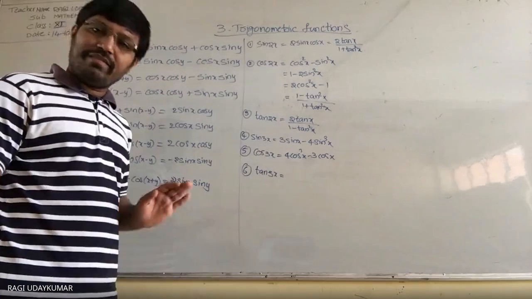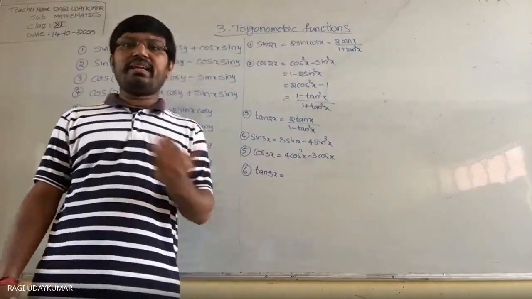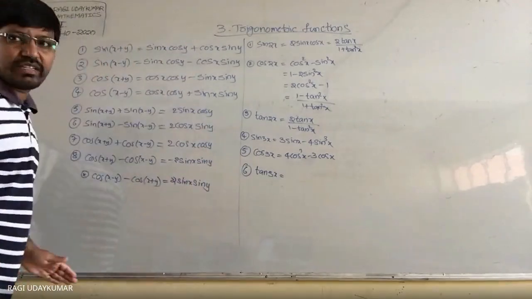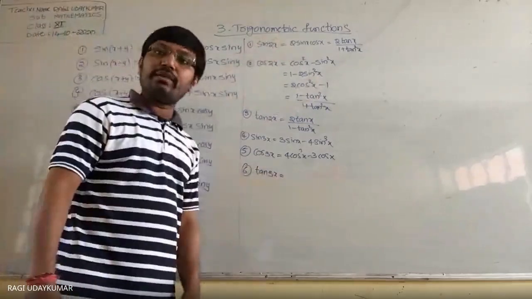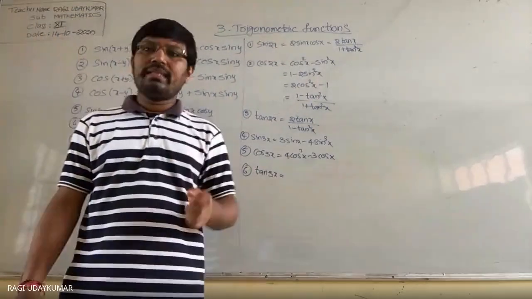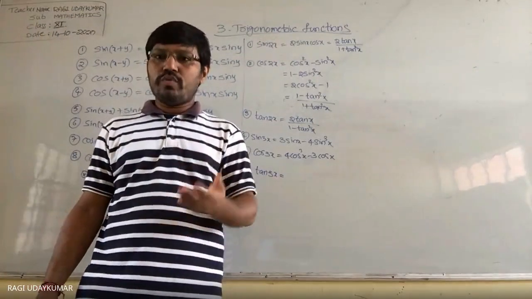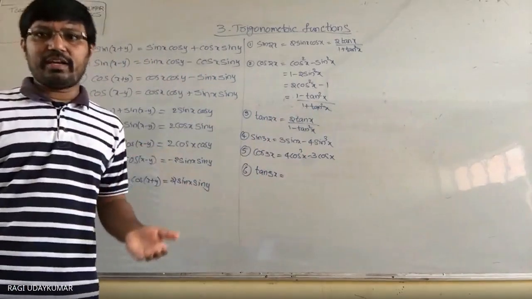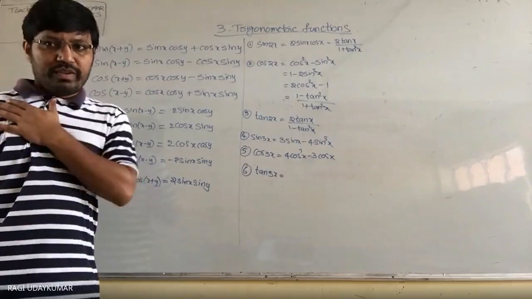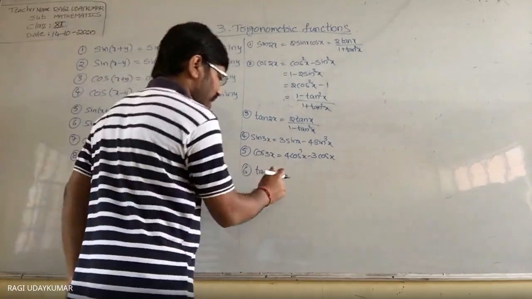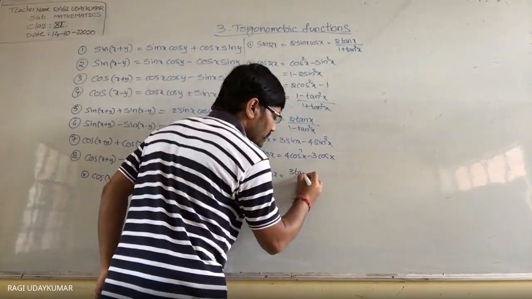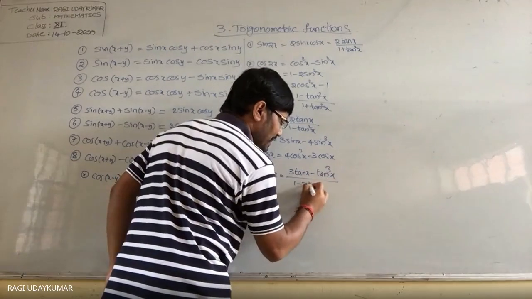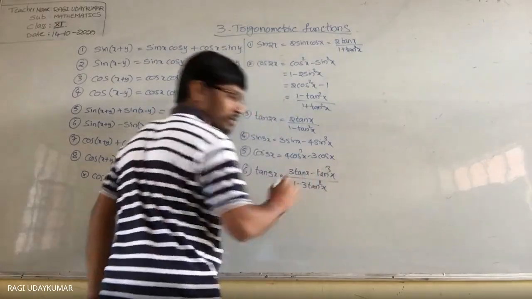Sixth one, tan 3x. What do we call all this? Multiple angles. These can also be considered under sum and difference of the angles, but we call these sum and difference of the angles, and these multiple angles. Multiple means double, triple, like sin 2x, cos 2x. Every proof I have already explained in the previous class. So tan 3x is equal to 3 tan x minus tan cube x by 1 minus 3 tan square x. Isn't it?